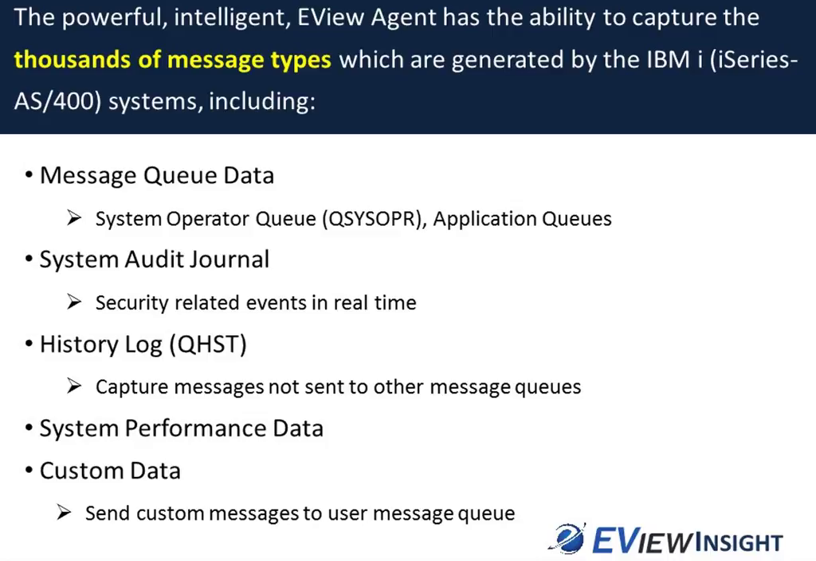You can also configure the agent to collect system performance data, so information like CPU, memory, and disk data can be collected and forwarded over to Splunk. And then, similar to the mainframe, there is the ability to send custom data by creating a user message queue and sending custom messages to this message queue to get any other type of data that you want to send via the agent into the Splunk server.